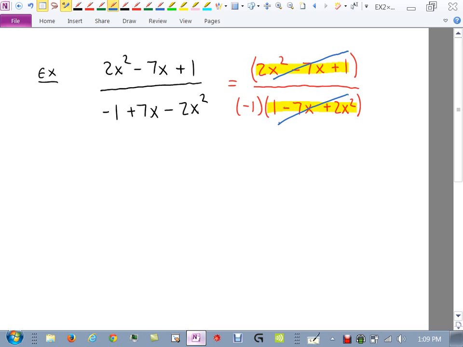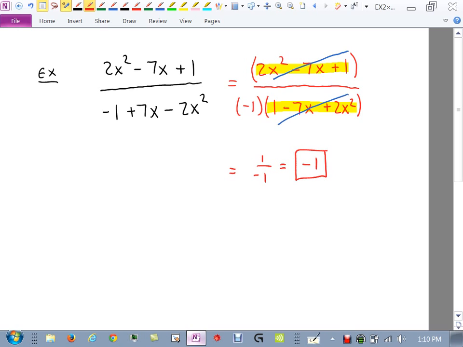When you cancel those, what's left on top? Now, anything divided by itself is 1, isn't it? So on the top, really, there's just like a 1. What's on the bottom still? Negative 1. What's 1 over negative 1? Negative 1. Your answer is negative 1 here.